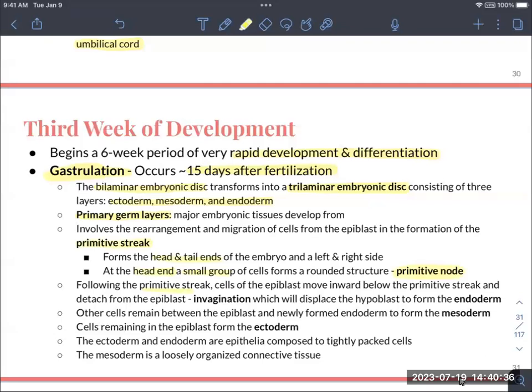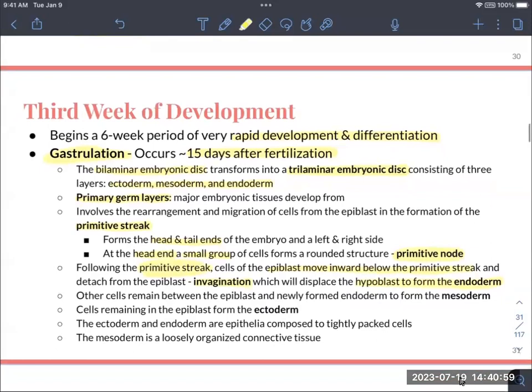The primitive streak: those cells in the epiblast are going to move below this primitive streak, and it's going to detach. And it's going to cause this invagination, which will cause this hypoblast to form the endoderm.